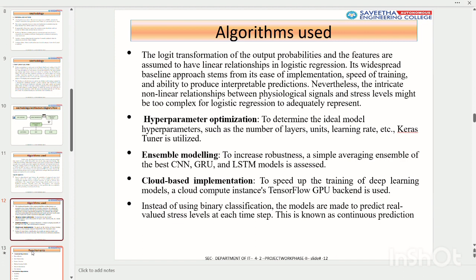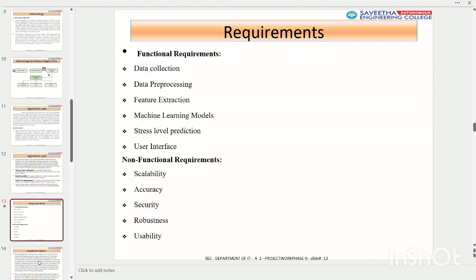And next, we also use hyperparameter optimization, ensemble modeling, and cloud-based implementation. Cloud-based implementation speeds up the training of deep learning models. A cloud compute instance with a TensorFlow GPU backend is used. And next, the requirements: functional requirements and non-functional requirements. Functional requirements, as just seen before, are data collection, data pre-processing, feature extraction, machine learning models, stress level prediction, and the user interface. Non-functional requirements are scalability, accuracy, security, robustness, and usability.